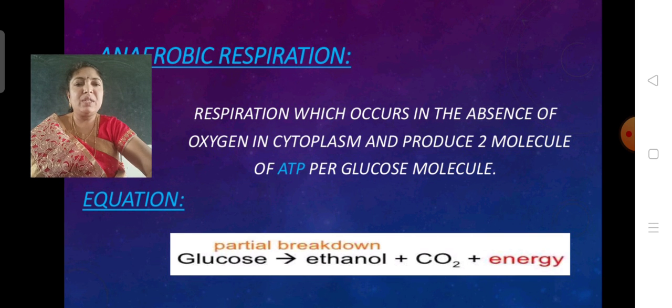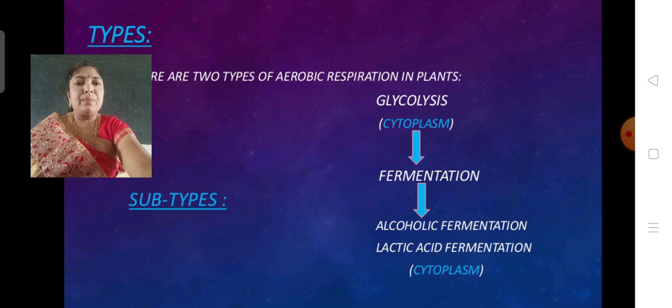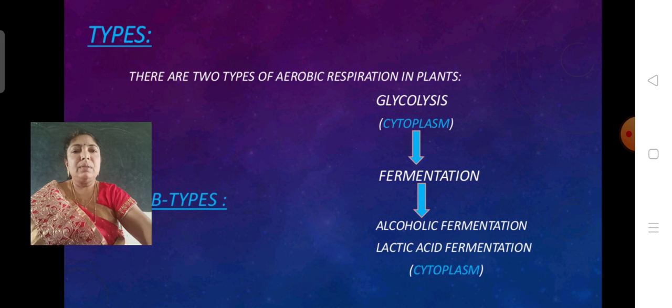Finally, respiration which occurs in the absence of oxygen is known as anaerobic respiration. So during aerobic respiration 38 ATP are formed, whereas in anaerobic respiration 2 molecules of ATP are formed during the breakdown of glucose into pyruvic acid. In this partial destruction of the glucose molecule, during the fermentation process ethanol is the product, along with CO2.